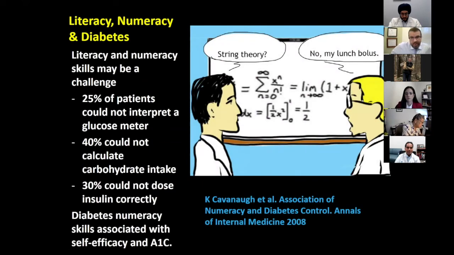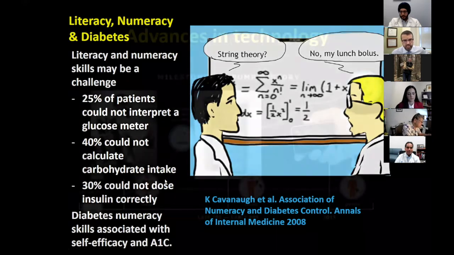I think, again, there's a really important point to be made when we're using technology: it's important to keep it straightforward. It's important to think, okay, what are the literacy and numeracy levels of the individual? How can we implement this in a way that it's going to be manageable? It's been shown that up to a quarter of patients may have difficulty even interpreting what's going on with the meter, calculating carbohydrates, and dosing insulin. It's what we call numeracy and literacy skills. And that is strongly associated with A1C and self-efficacy in a body of research that's out there.